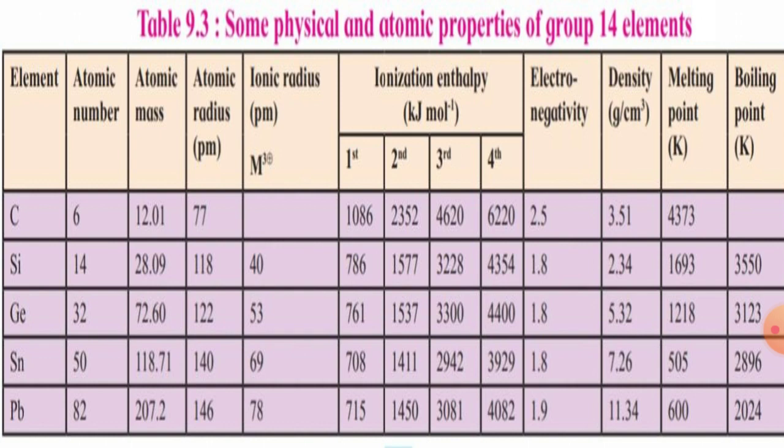Then ionization enthalpy. What is ionization enthalpy? It is the amount of energy required to liberate the most loosely bound electron from an isolated gaseous atom. As we know, atomic radius increases, so the distance from the nucleus to the outermost shell increases. As the distance increases, the bonding between the nucleus and the outermost electron decreases, so we can easily remove the outermost electron, the last electron, from an isolated gaseous atom.